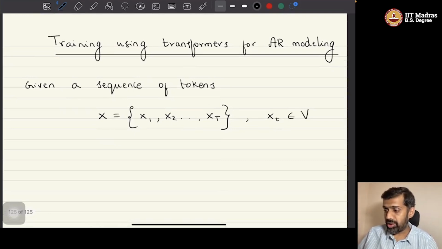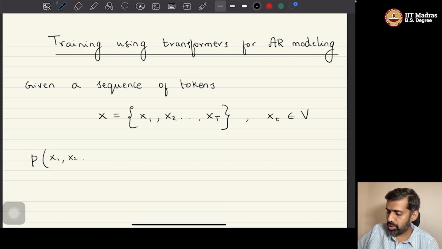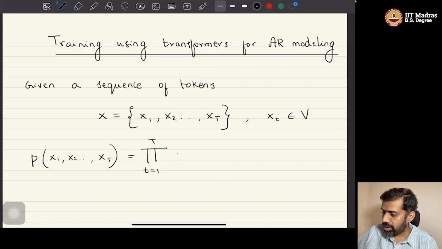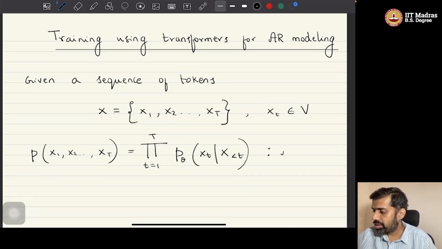Okay, so what do we want to learn? Remember that in an autoregressive model, we want to learn P of x1, x2 up to xT, and this is modeled as the product from t equal to 1 to capital T of P theta of xt given x less than t. This is the definition of the autoregressive model, right? This is the autoregressive model.